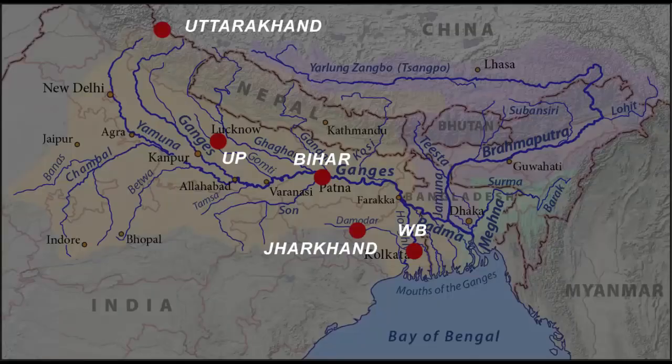Always remember, the river Ganga passes through 5 states. They are Uttarakhand, UP, Bihar, Jharkhand and West Bengal. And these 5 states form the majority of northern plains.